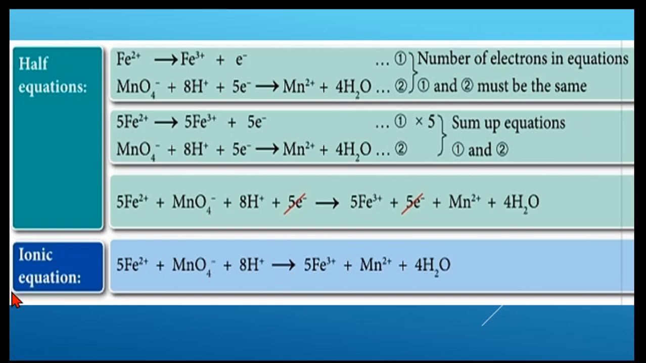So, last kali ionic equation kita ialah inilah. Selepas digabungkan. Kiri-kiri, kanan-kanan. Lepas kita gabung, ini adalah dia punya equation. Okay. Ionic equation adalah hasil gabungan dua half equation. Alright.